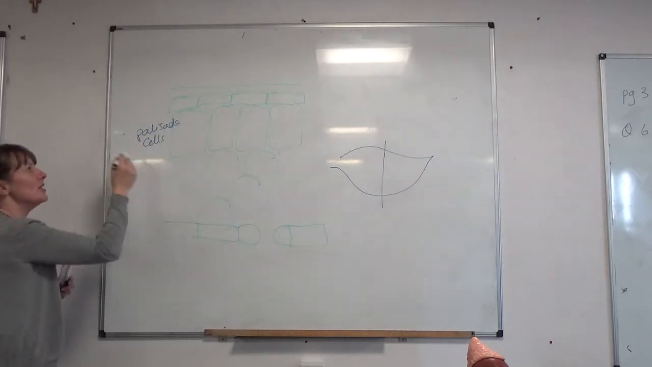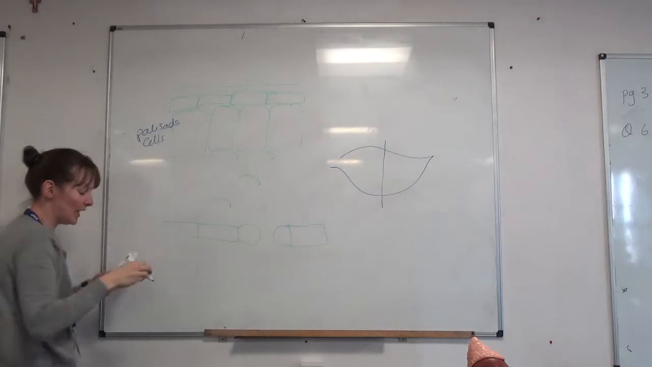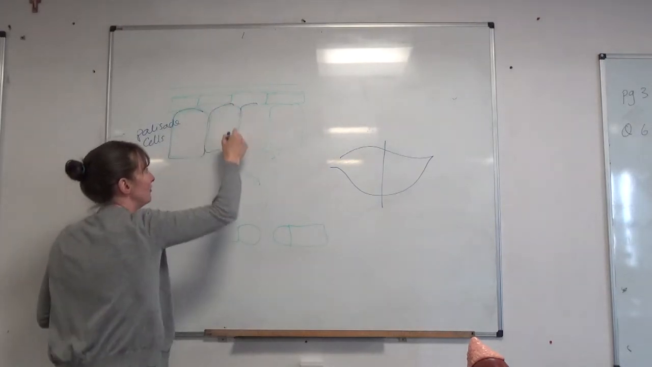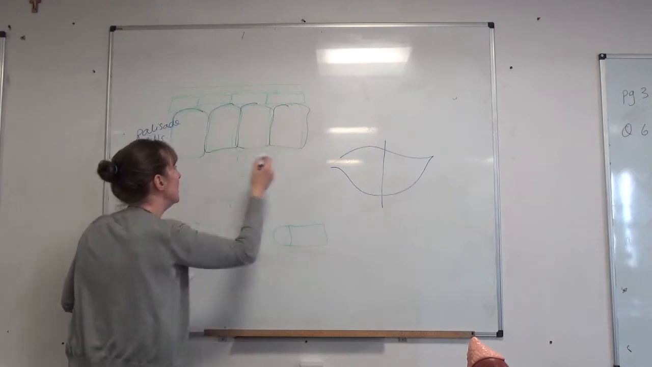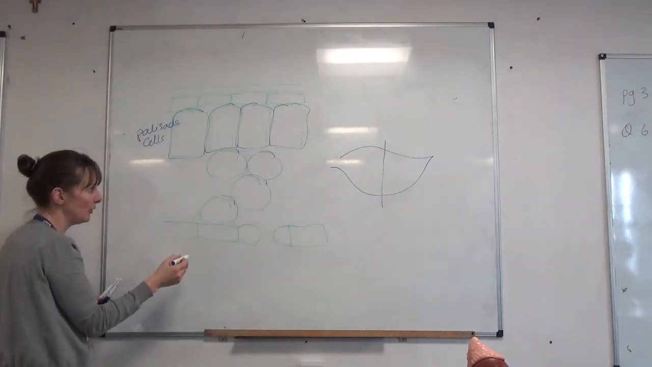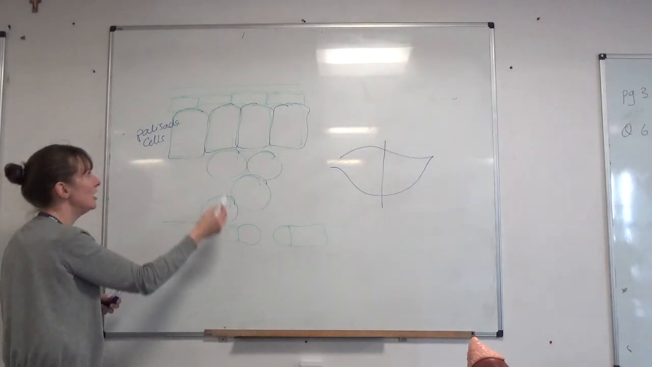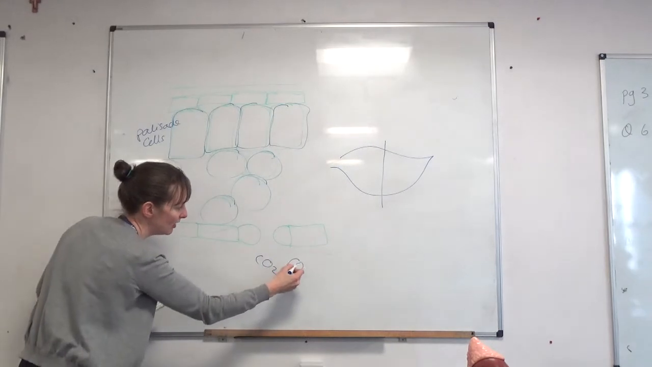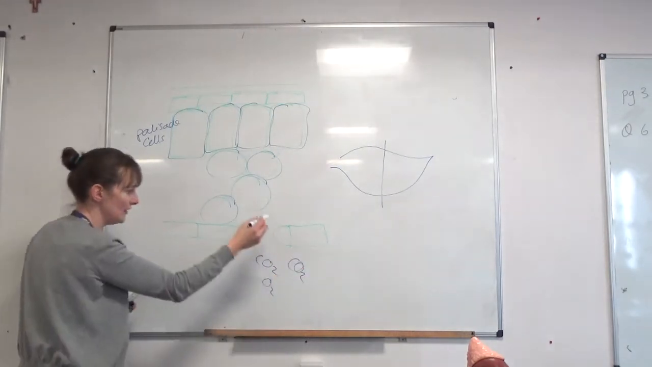Okay. We'll carry on. So palisade cells have chloroplasts, lots of chloroplasts in them, and they carry out photosynthesis. In order to get the carbon dioxide for photosynthesis, they need a short diffusion pathway. So there's only a couple of cells between these palisade cells and the outside environment that's full of carbon dioxide. And there's also some oxygen in there as well.